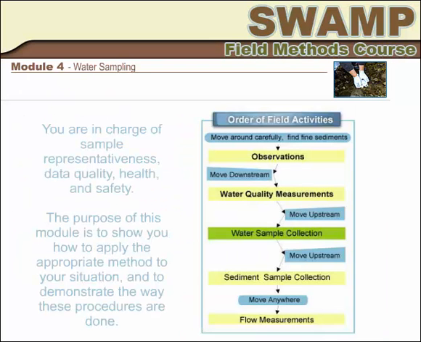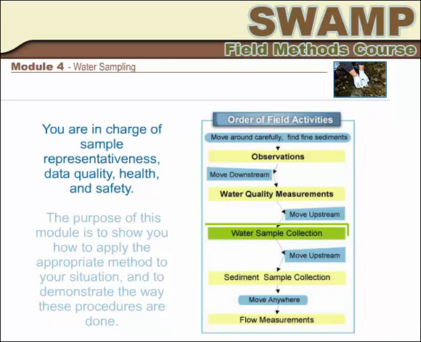This module applies to all types of stations: streams and rivers, estuaries and wetlands, lakes, reservoirs, and bays and harbors, including open water stations. It is assumed that you already have a sound sampling design tailored for the purpose of the data to be collected, and that all sampling stations have already been selected for that purpose. As you can see by the activity highlighted in green on your screen, water sampling is performed after the initial observations and water quality measurements activities have been done.